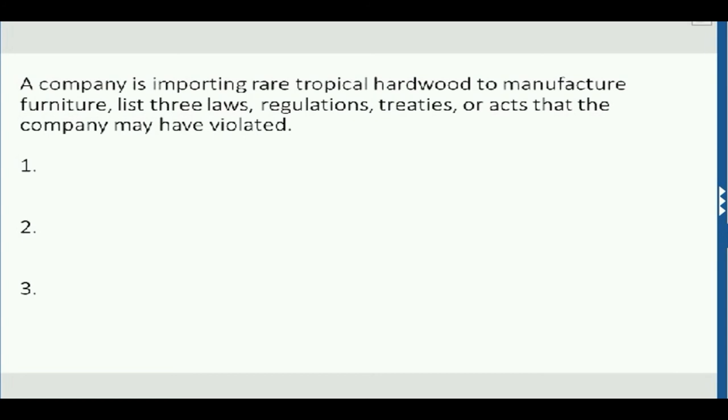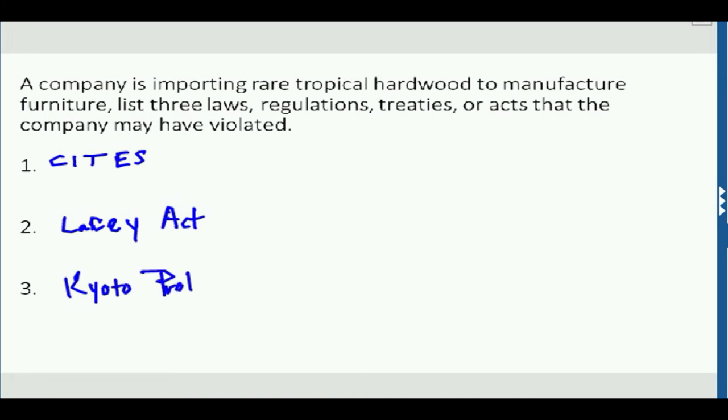So if you're importing rare tropical hardwoods, what are some laws or treaties that you may have violated? This is really important because sometimes you'll have an FRQ that'll ask you to think of a piece of legislation that relates to this. So this is an example. CITES works with endangered species. The Lacey Act prohibits illegally acquired wildlife, and the Kyoto Protocol reduces greenhouse gas emissions.